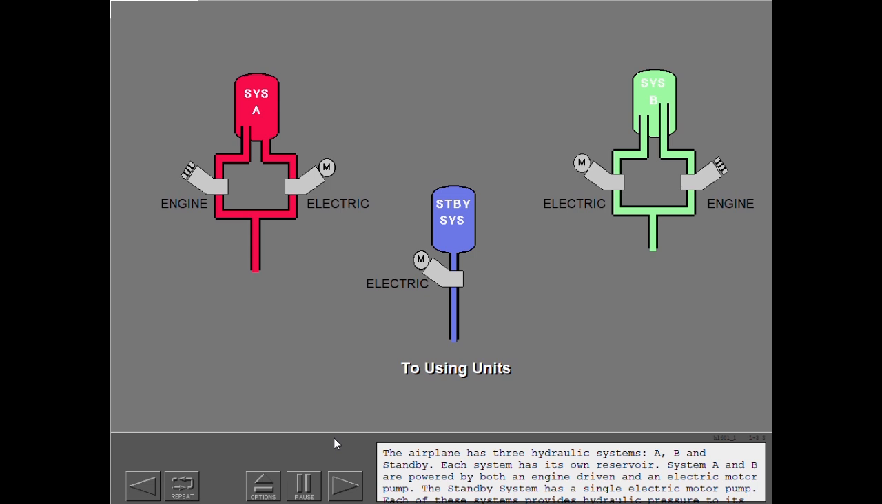The airplane has 3 hydraulic systems, A, B, and standby. Each system has its own reservoir. System A and B are powered by both an engine-driven and an electric motor pump. The standby system has a single electric motor pump. Each of these systems provides hydraulic pressure to its using units.